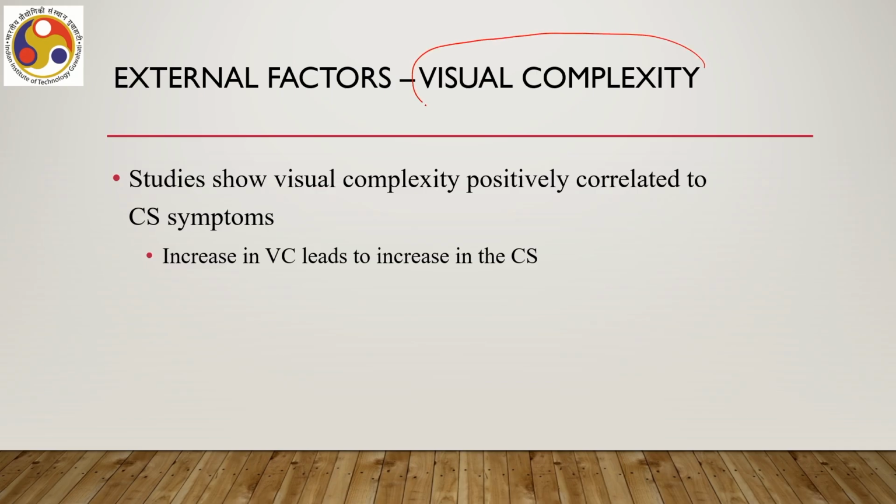Visual complexity is another external factor. Studies have shown that visual complexity is positively correlated to CS symptoms. Increase in complexity leads to increase in CS. So, the more complex the scene is, comprising more objects of different shape, size and different movements, the more likely the CS induction is.